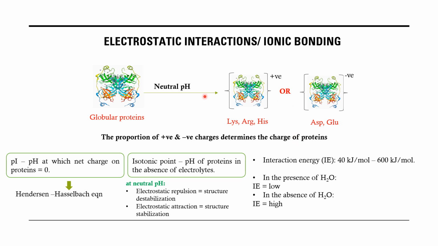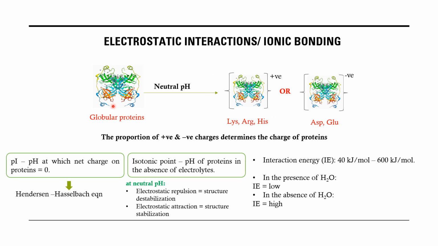Previously, when we looked at the classification of amino acids, I mentioned that there are a few amino acids that are positively charged and a few which are negatively charged. Now, depending on the number of positive and negative charges present, the charge of a protein at neutral pH can vary.